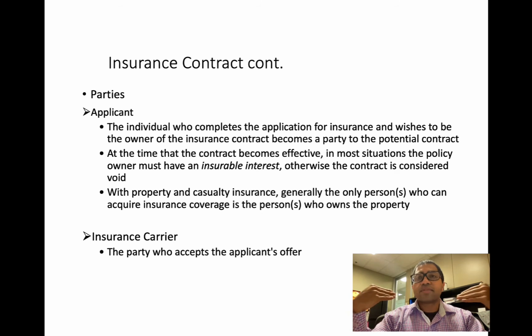Okay, you have insurable interest in your own car, you have insurable interest in your family car, but you cannot have insurable interest in your neighbor's car. So you cannot do insurance for your neighbor's car, right? With property and casualty insurance, generally the only person who can acquire insurance coverage is the person who owns the property. Insurance carrier is the party who accepts the applicant's offer.